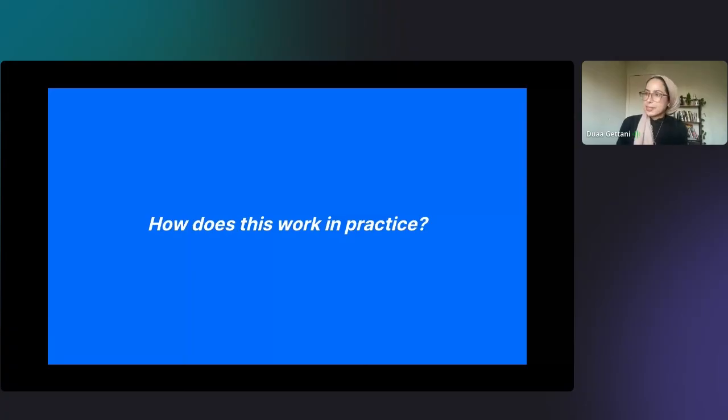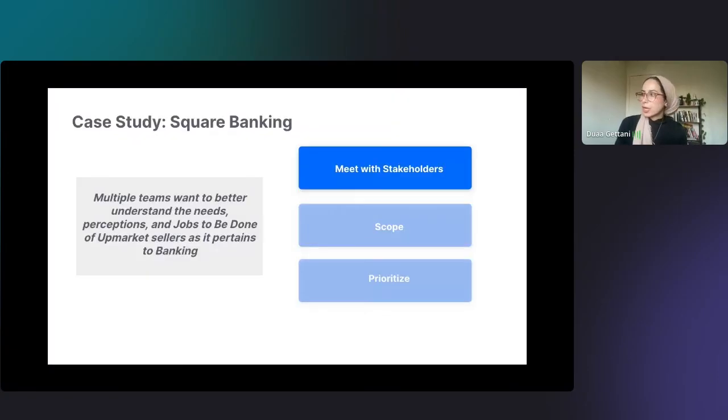So I'm going to have a quick example here from Square. A quick case study that I have here with Square, and this is a project that particularly came up in our road mapping process. But the larger crux of the problem here was that multiple teams wanted to better understand the needs and perceptions and jobs to be done of upmarket sellers as it pertains to Square banking.